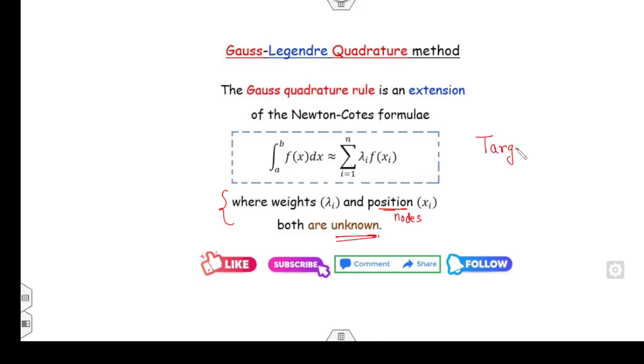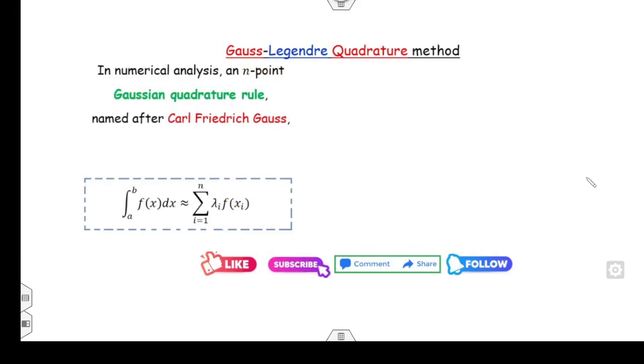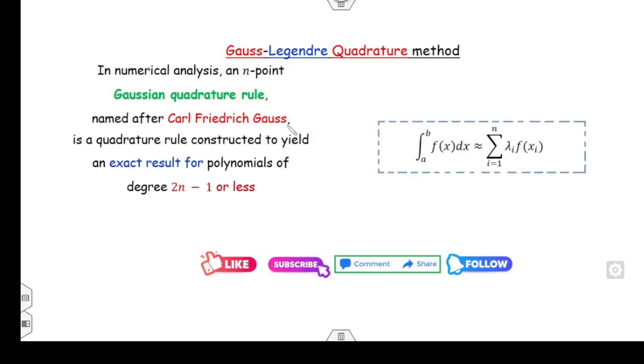And our target in this Gauss-Legendre quadrature formula is to find the value of lambda i and find the value of xi. This is our target throughout the lecture. In numerical analysis, the Gauss quadrature formula is defined by Carl Friedrich Gauss, and it basically finds the exact result only for polynomials.